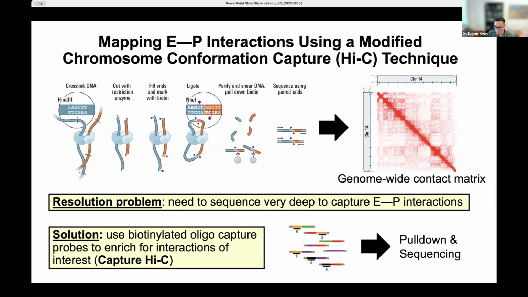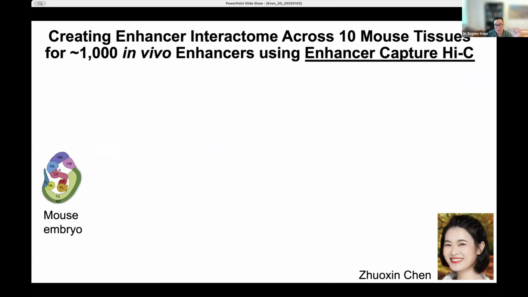So a solution which many people in the field use is to use capture, right? You can do a Hi-C library, and then you can use oligos against regions of interest, and then you can just sequence regions that contact your regions of interest by using capture, bite and pull down. And so we did exactly that.